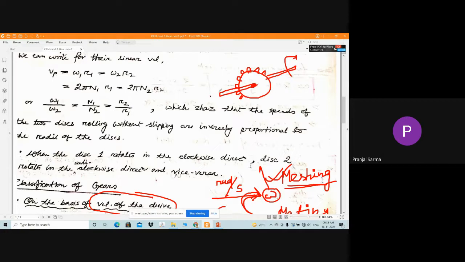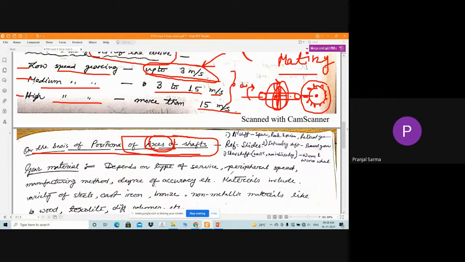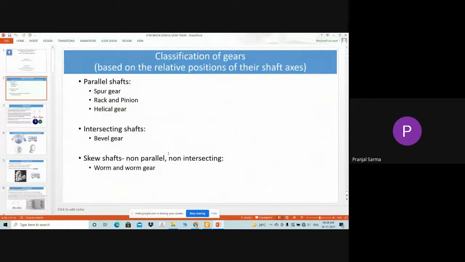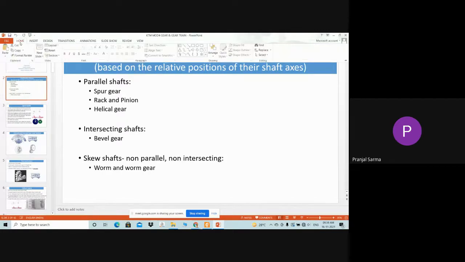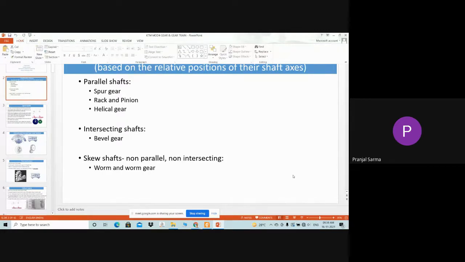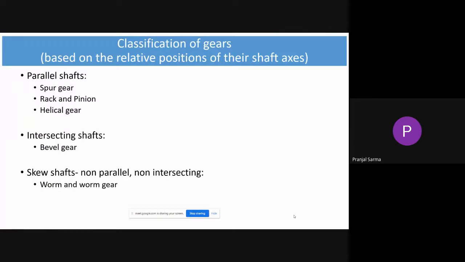Now we know that a minimum of two gears has to be there, that means two shafts we are talking about. Suppose it is gear A, and suppose we have gear B on the other shaft. Based on the condition of the two shafts, we can categorize the gear drive. We may have different situations. One may be parallel shafts. Do all of you understand parallel shafts?